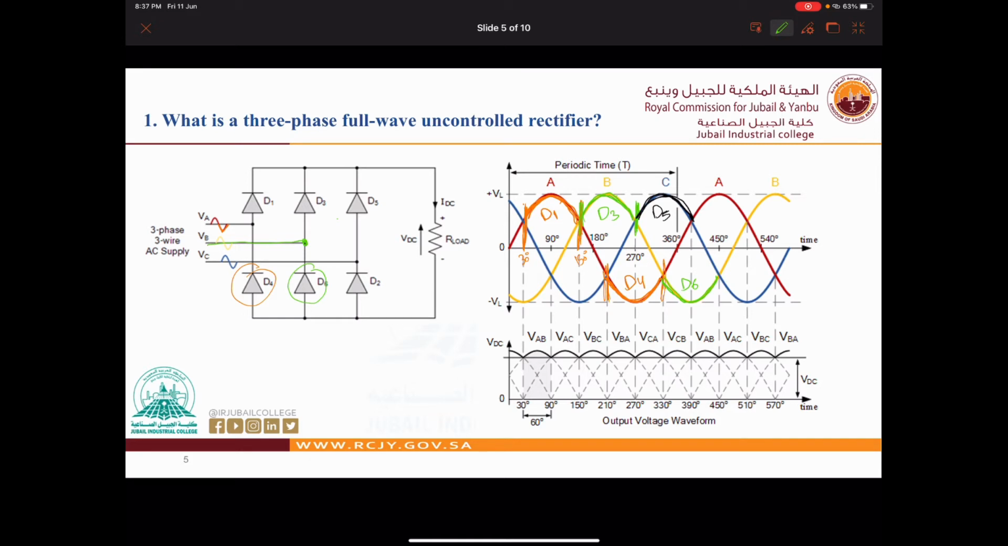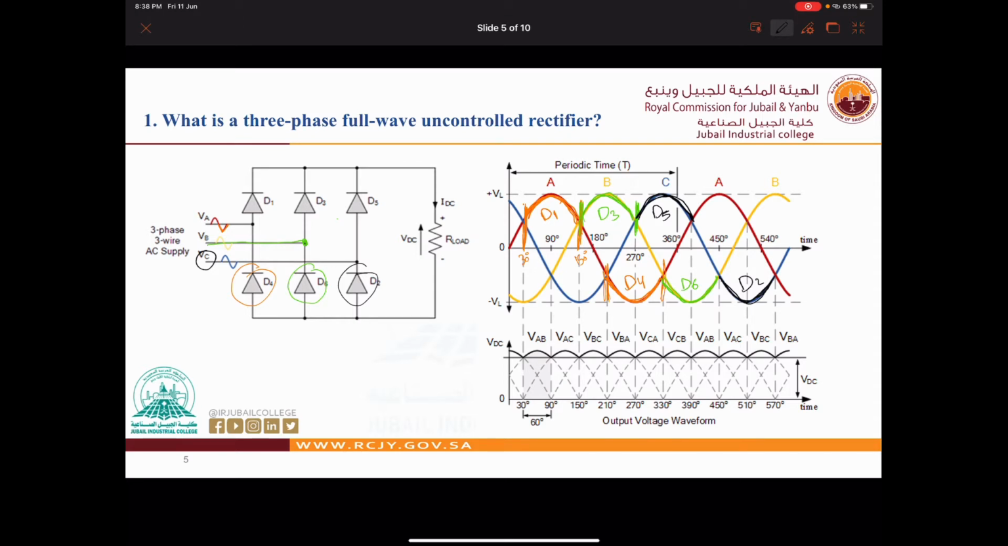Now for the last one, we'll use the blue color. For D2, VC should be less than VB and VA, and here we have VC less than VA and VB, and this is D2. As a conclusion from this waveform, we have 6 diodes.